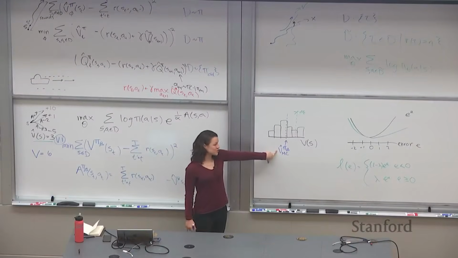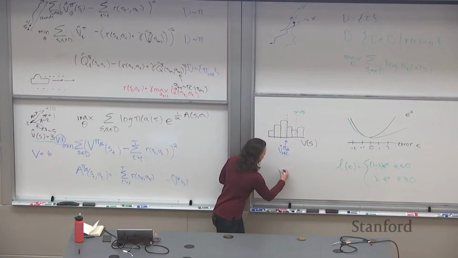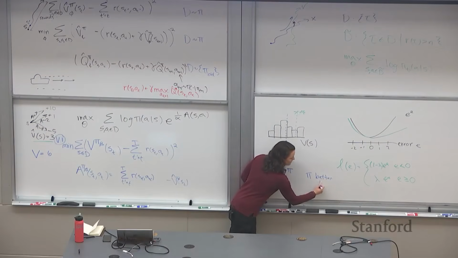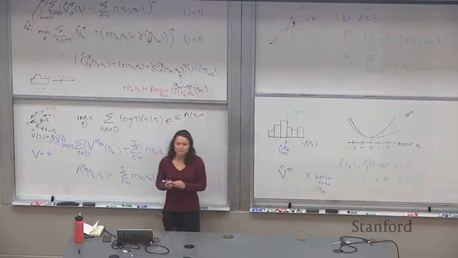And the reason for that is you're actually trying to estimate the value of a policy that's better than pi beta. So you're trying to estimate V pi for a policy pi that's better than pi beta. So you're kind of purposefully overestimating V pi beta.